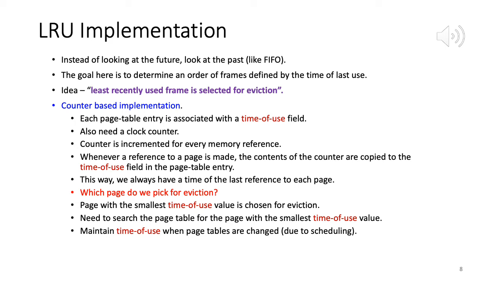So once again, we have a counter, and we increment it on every memory reference. So counter 1, 2, 3, 4. Let's say at counter 4, we refer to page X, and so we copy that: time of last use is 4. Then at counter 10, we reference page Y, so time of last use is 10. And now we have to evict one of them, page X or page Y. So we pick page X because 4 is less than 10. So this is how we can implement LRU.